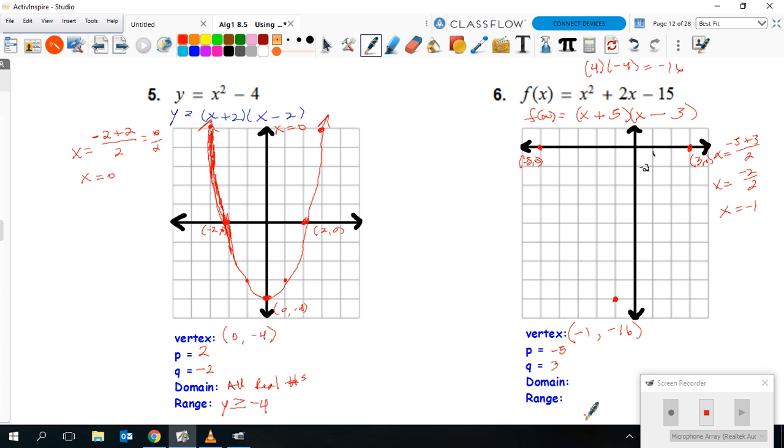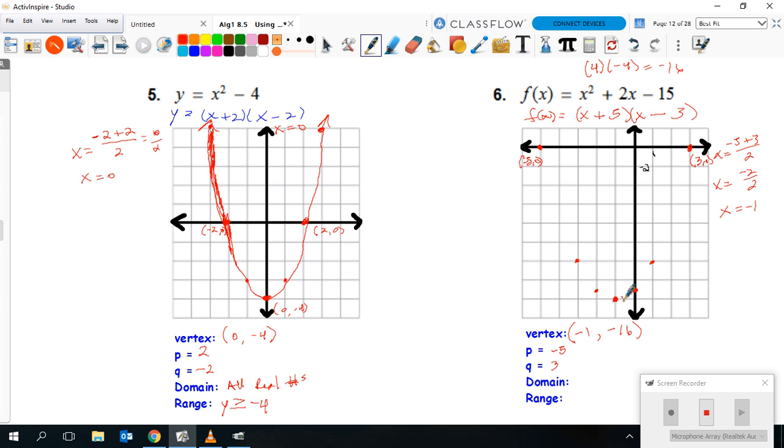Our A number is still going to be 1 here. So it has that same parent pattern, exactly the same. So if I go 1 this way, I'm going to go up 1, which actually is just half a box. Go left 1, half a box up. If I go 2, I'm going to go up 4, which is 2 boxes up. 2, 4. 2 this way, same thing.